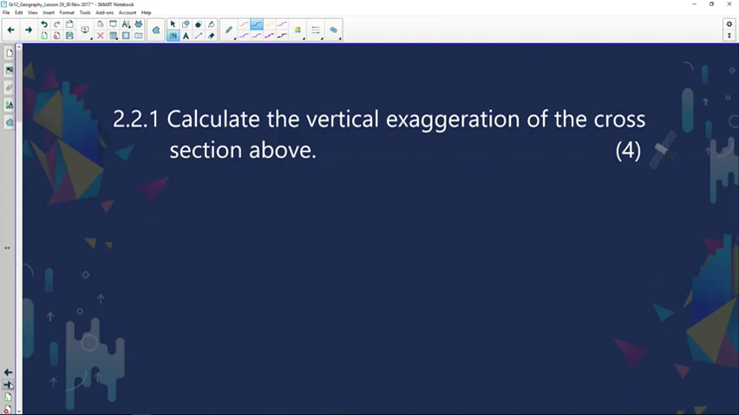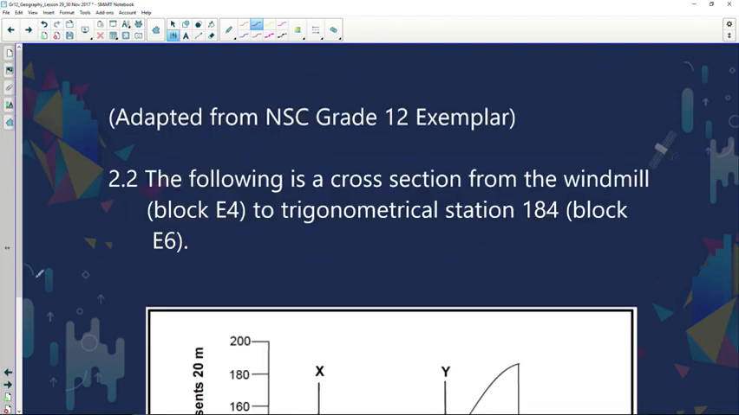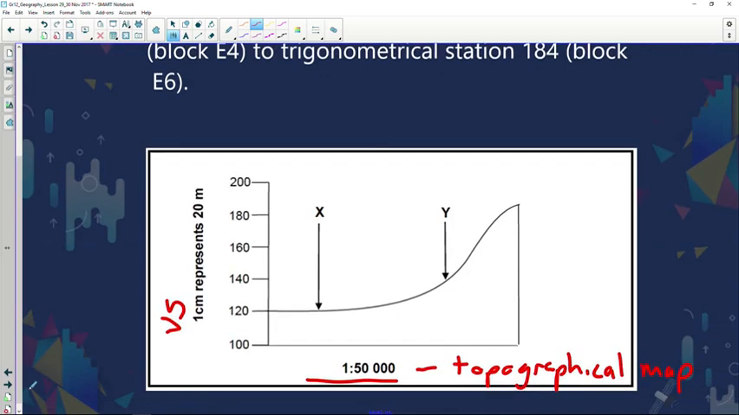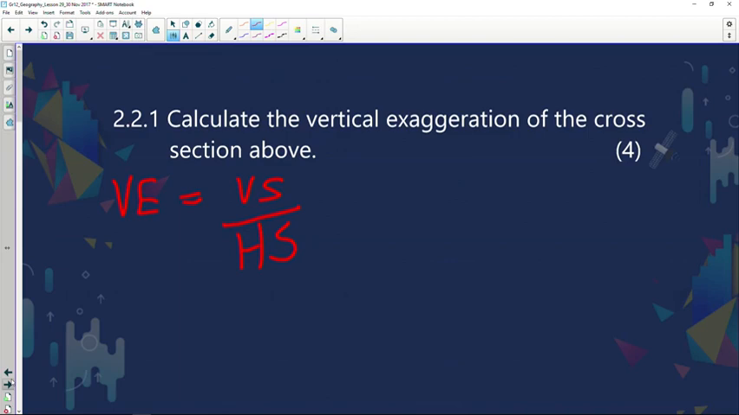Now first of all, have a look at your formula. Vertical exaggeration equals vertical scale over horizontal scale. Now both have been provided for you. Your vertical scale is 1 to 20 meters, so it means 1 centimeter represents 20 meters. And your horizontal scale is 1 to 50,000. But remember, we're working with centimeters over here because 1 centimeter represents 50,000 centimeters on your horizontal scale. So we need to convert that 20 meters to centimeters.